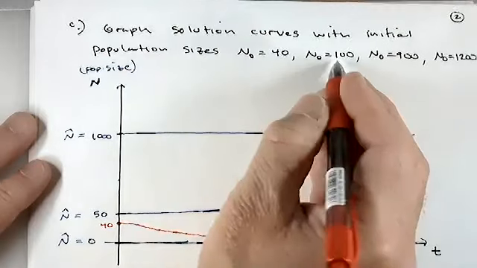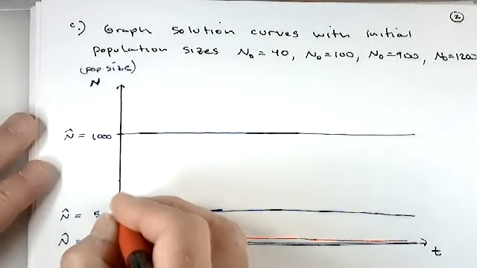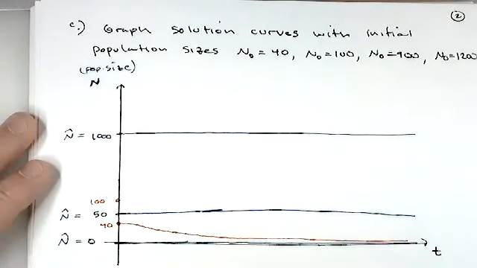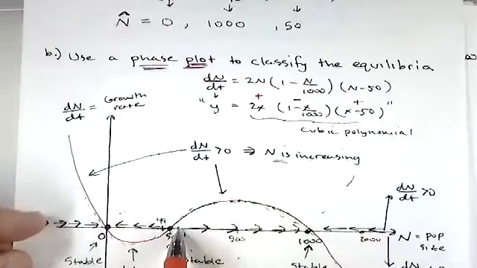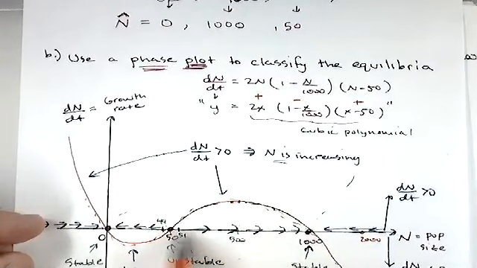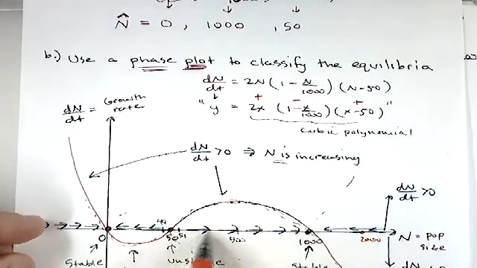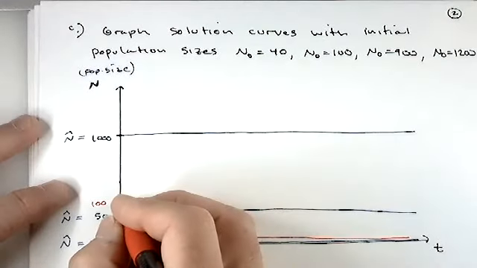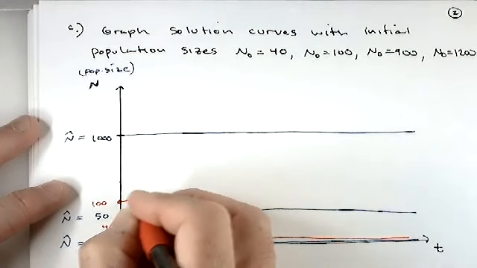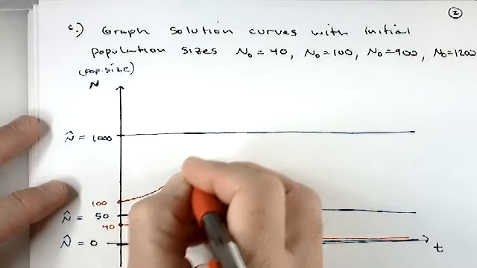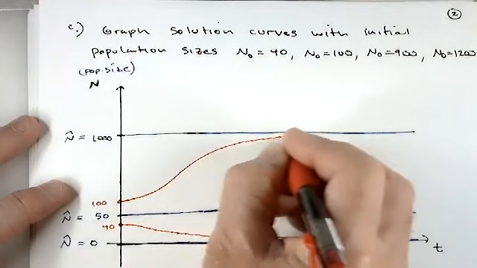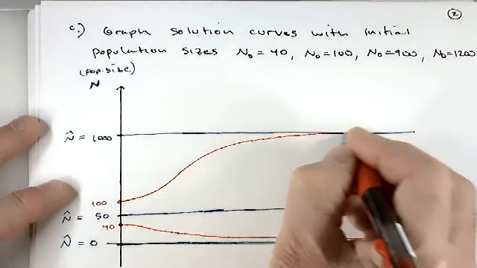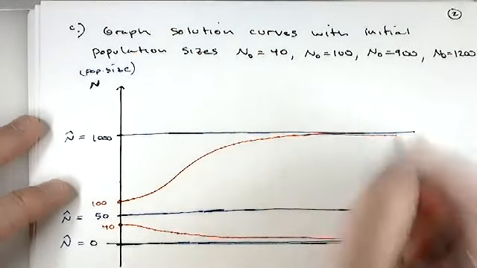If my initial population of squirrels was 100, we can use our phase plot to see what would happen if I started at 100, which is somewhere in here. It would steadily increase until it gets to my equilibrium of 1,000. And the way it does is it's kind of like the logistic growth that I showed you before. It would first start increasing and then it would tail off as it gets closer. It doesn't actually hit there, but it would get closer and closer to 1,000.